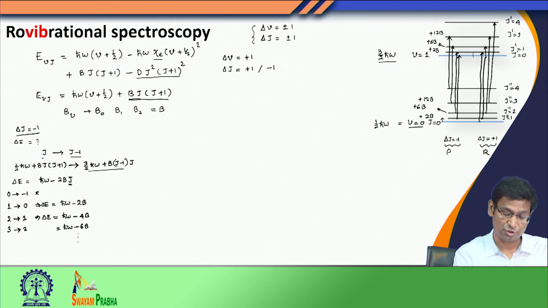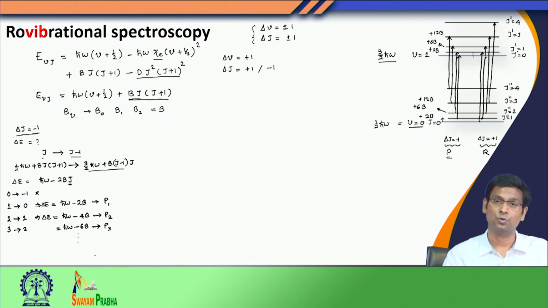So, this transition when it goes from j equals 1 to j equals 0, as I already said, delta j equals minus 1 transitions are called P lines. This particular line is called the P1 line, because it is a delta j equals minus 1 transition and its initial j value is 1. So it is P1, and this line is called P2 because its initial j value is 2 and it is a delta j equals minus 1 transition, and this is called the P3 line, and so on and so forth. Now, this is about the delta j equals minus 1 discussion.